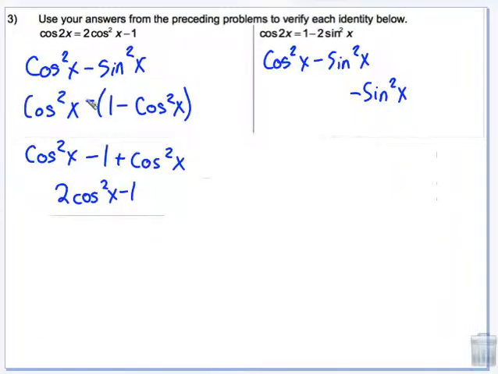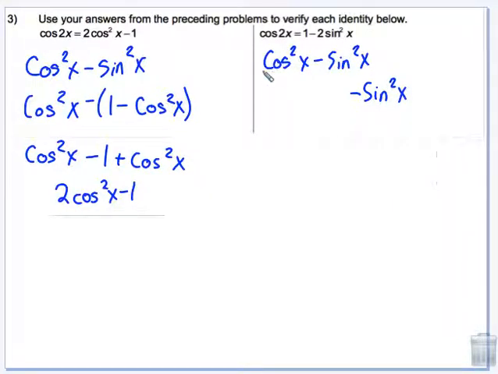And then you distribute this negative sign, and you end up with cosine squared x minus 1 plus cosine squared x. Then combine like terms. You have 2 cosine squared x's, so you have 2 times cosine squared x minus 1. This is the next double angle identity for cosine.